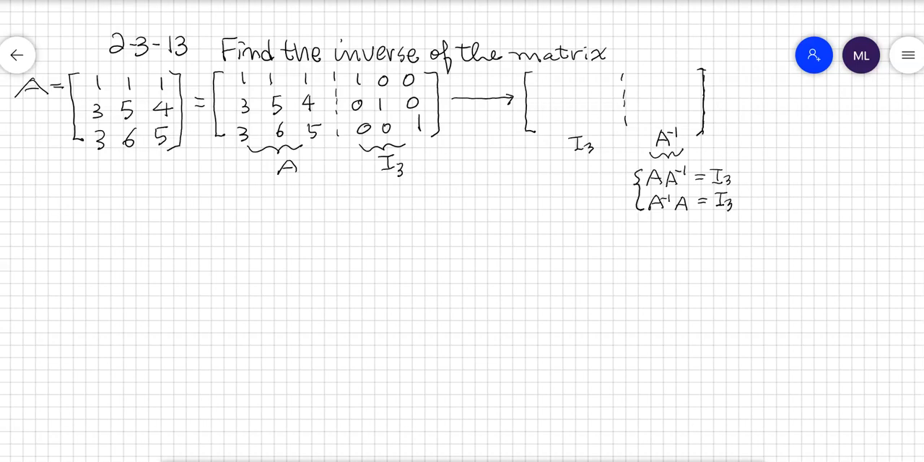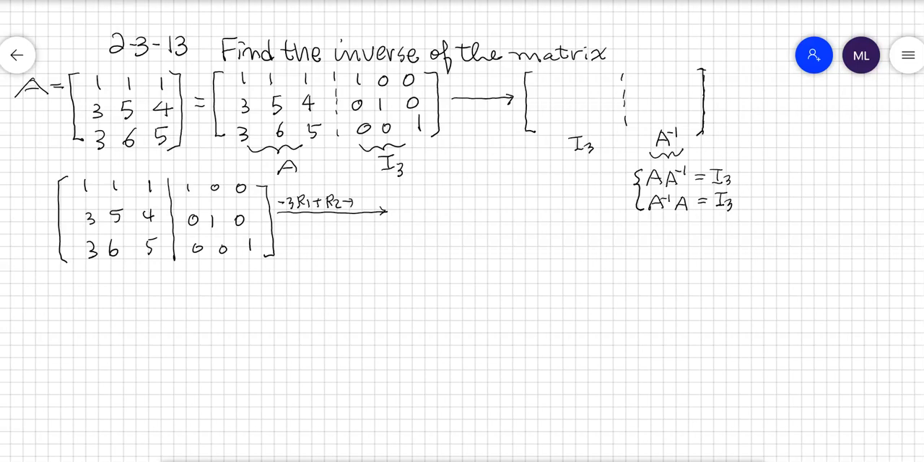So now let's see how we proceed here. So it is 1, 1, 1, 3, 5, 4, 3, 6, 5, and then the identity matrix, 0, 0, 1. Like we normally do, I'd like to multiply negative 3 of R1 plus R2, and that will replace R2. So 1, 1, 1, 1, 0, 0, and then that will be 0, 2, negative 3, so 1, so it will be negative 3 and 1 and 0.